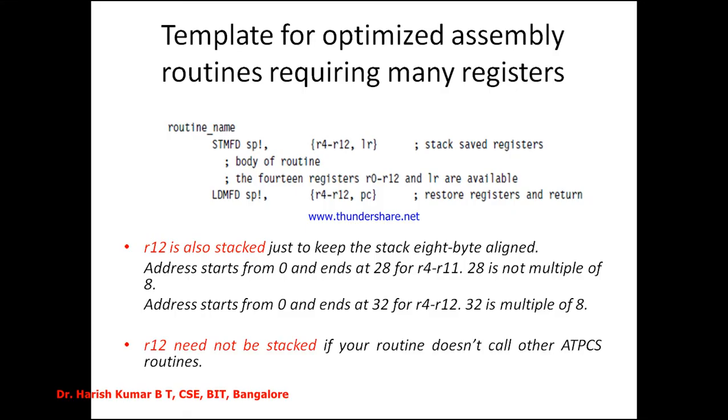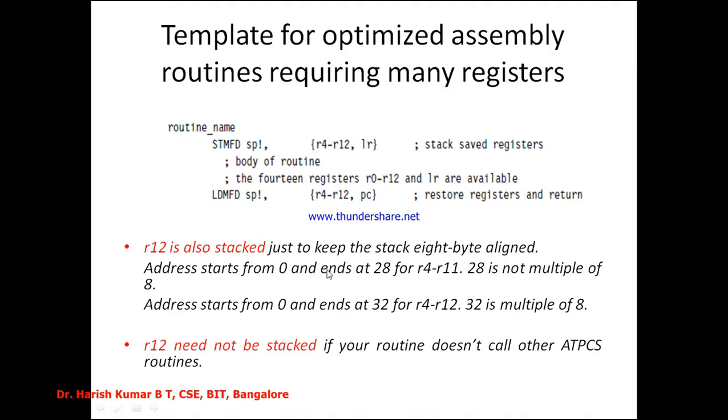0 to 7, 7 into 4, 28. But 28 is not a multiple of what? 8. That is the reason I am including R12 also. If I save the R12 register onto the stack also, now it is 9 registers in total. When I count from 0 to 8, 8 into 4 is 32, and 32 is a multiple of 8. So only for that reason we are also stacking the R12, just to make the stack 8-byte aligned.